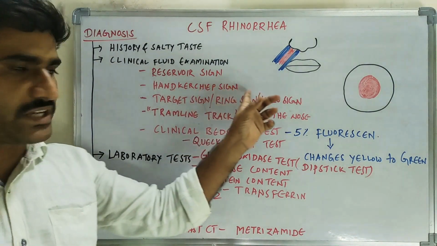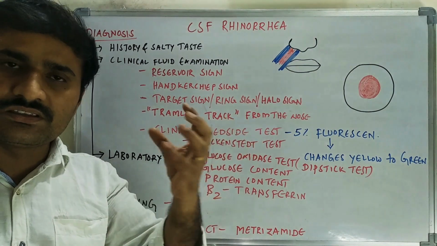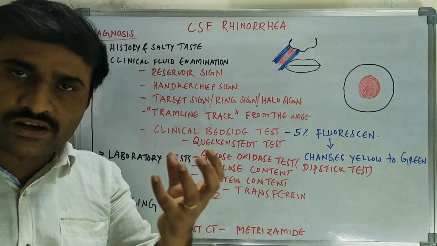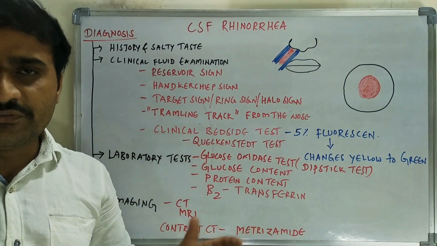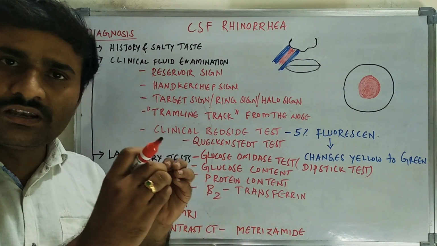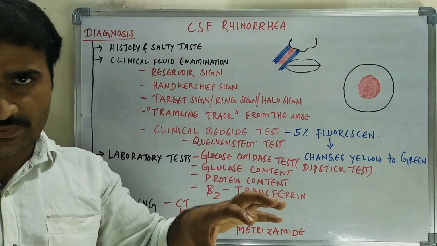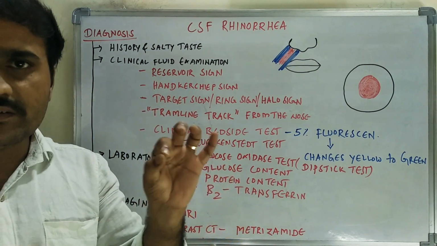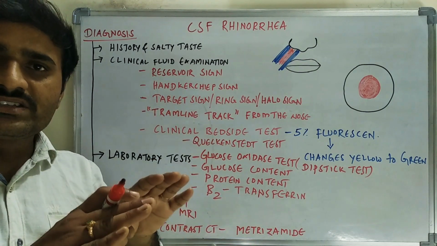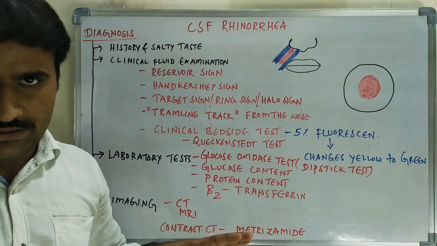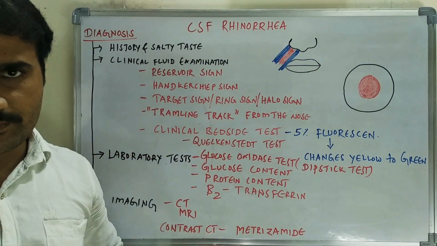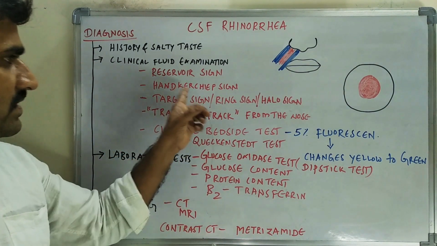And handkerchief sign. Handkerchief sign is nothing but if you collect the discharge on a handkerchief, if it is nasal secretion, that will become stiff. That means the handkerchief will become stiff. If it is CSF, then it will not dry and the handkerchief will remain smooth. It will not become stiff. Okay, that is the most important thing, handkerchief sign.